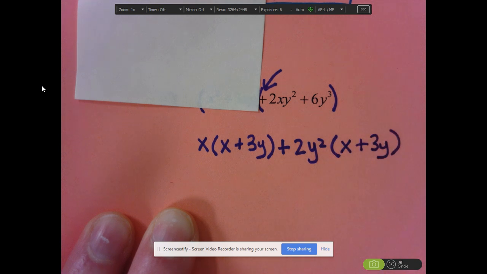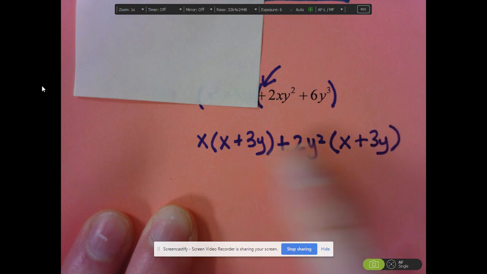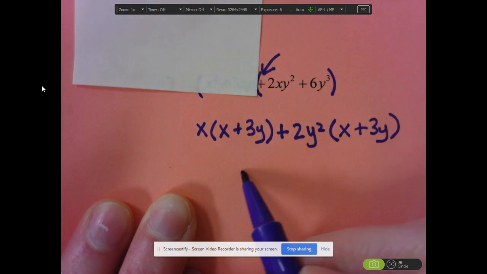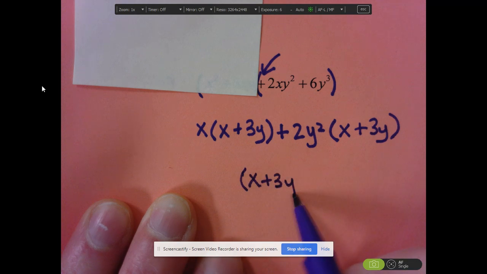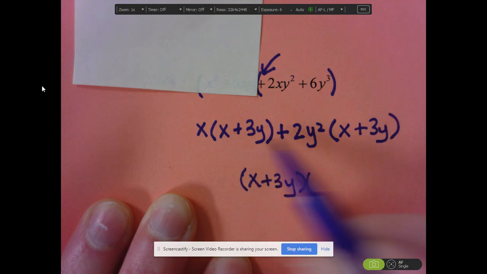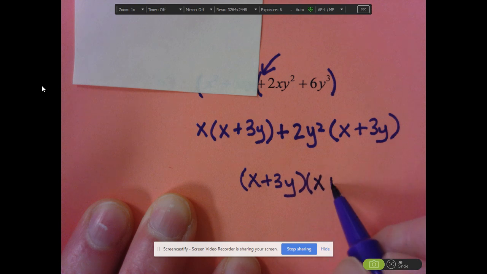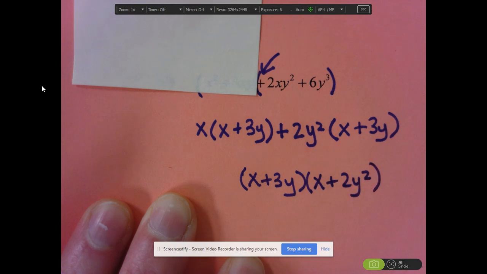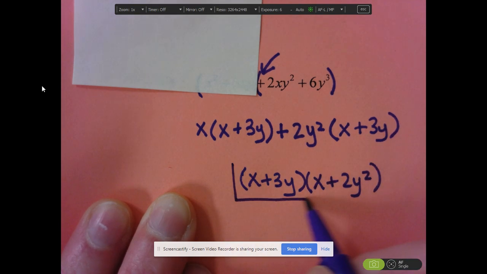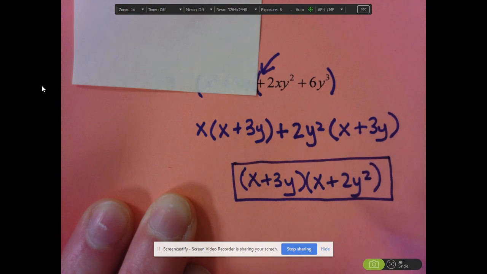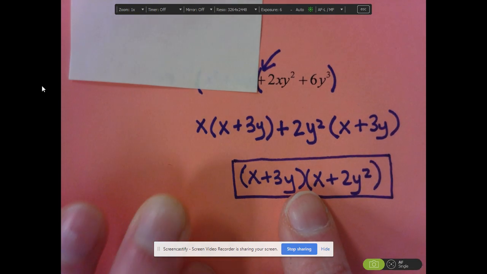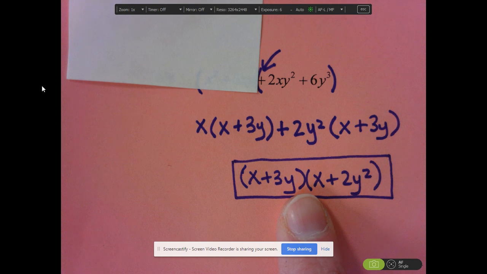And again, what should happen is these are the exact same. If these are not the exact same, something's not right. So x plus 3y is my greatest common factor. If I remove x plus 3y from each group, you get x plus 2y squared. Notice again, there's no plus or minus between the parentheses because factors are things that are being multiplied.